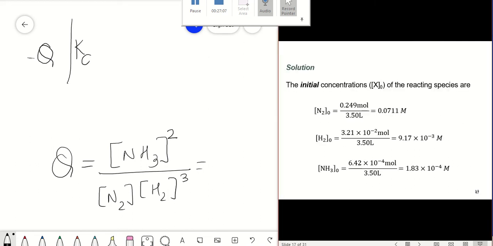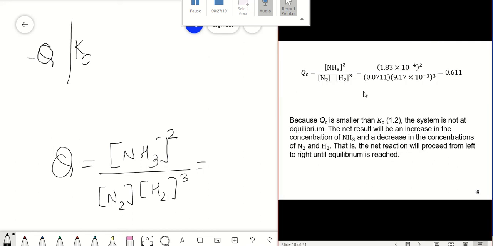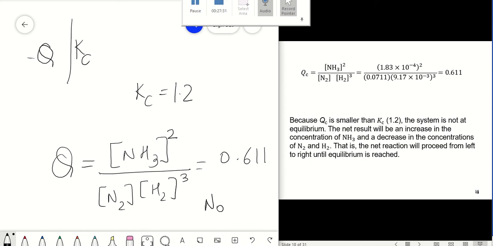Okay. So once we plug in those values, we get a Q of 0.61. And what was the Kc given to us? The question told us Kc is 1.2 and Q that we calculated is 0.611. So now, is the system at equilibrium? No. The first answer is no. The system is not at equilibrium. Why? Because the value of Q is not equal to the value of K.